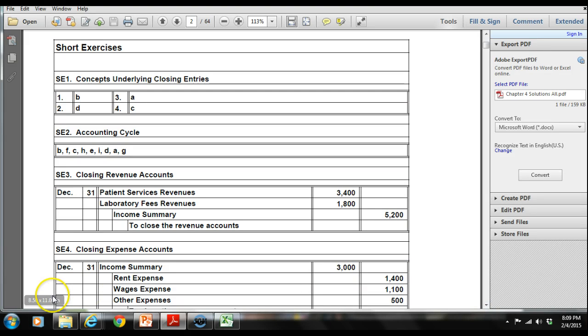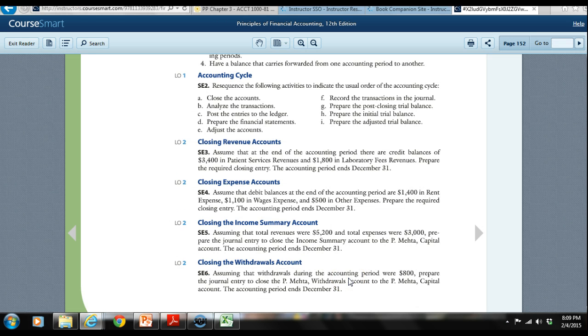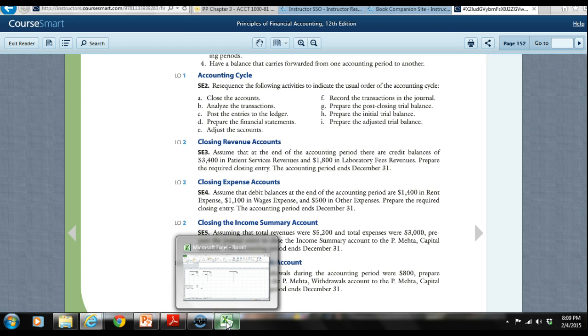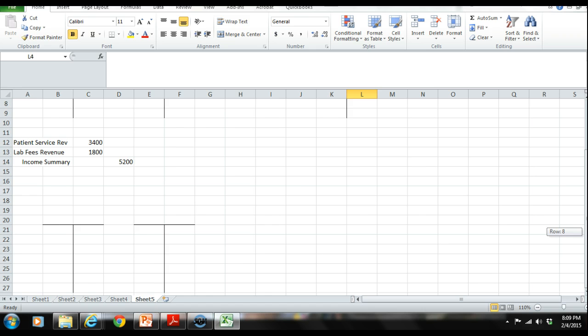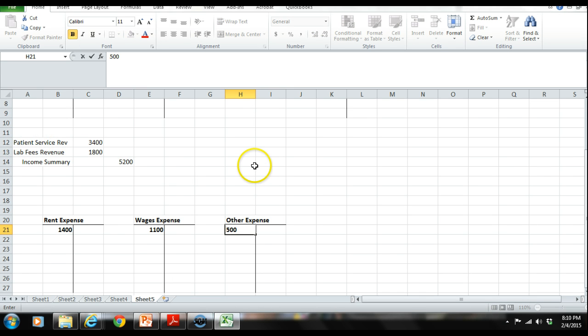Okay, let's take the next one. The next one says, assume that debit balances at the end of the accounting period are $1,400 in rent expense, $1,100 in wages expense, and $500 in other expense. So, guys, I'm just going to do rent, wages, and other. You've got to do the debit first. So, right now we have rent expense, wages expense, and other expense. What does our rent expense say? $1,400. Our wages, $1,100, and other, $500.